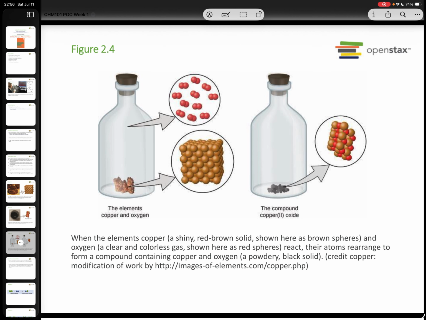So, ito namang figure na to shows a chemical change. Copper and oxygen start as separate substances, okay? So, unang bottle, makikita nyo. After the reaction ng dalawang yun, oxygen and copper, their atoms are rearranged into a new compound containing copper and oxygen. So, the atoms themselves are not destroyed, hindi siya nawala or hindi siya nasira.